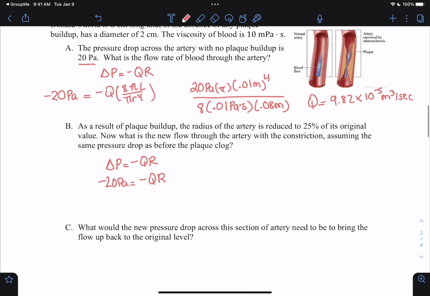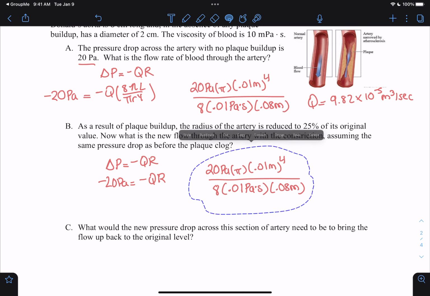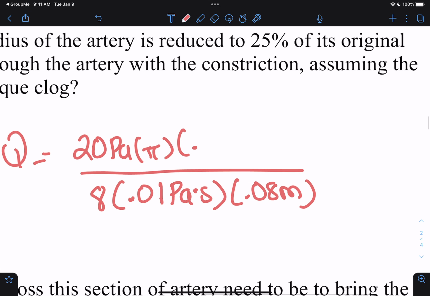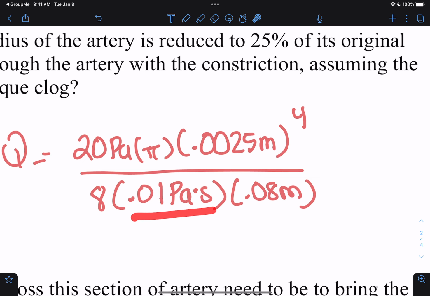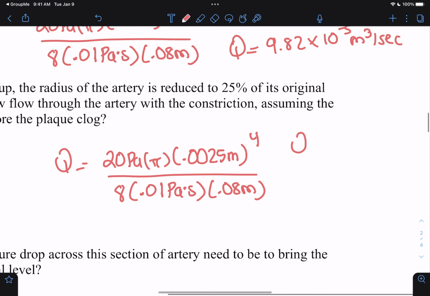So what we can do is essentially just copy and paste this exact same deal here. This is our Q, except that now our radius is going to be 0.0025 meters, and that's raised to the 4th power, right? You have the same viscosity, you have the same length, same pressure drop, all of that, and then that should give you a new flow rate of 3.83 times 10 to the negative 7 meters per second for our new flow rate.